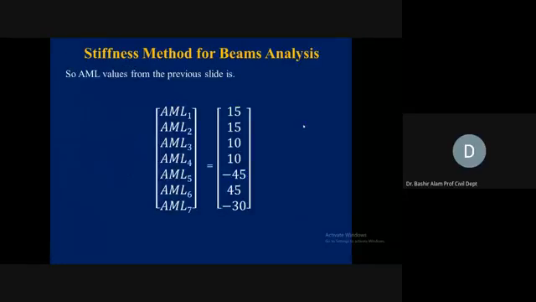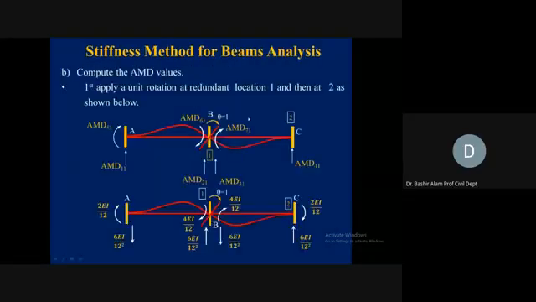So here now you see 15, 15, 10, 10, minus 45, plus 45, and minus 30. So we have completed this AML matrix. AMD first column now will come from where we generated the first column of the stiffness coefficient matrix. Here you see theta is applied at B. So AMD 1,1, 2,1, 3,1, you can see all these.